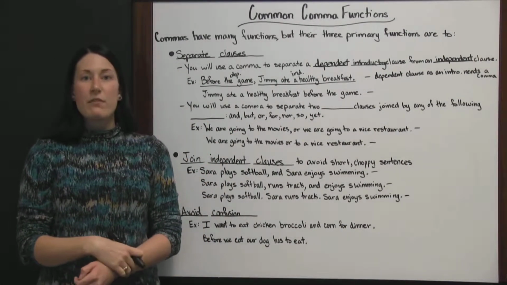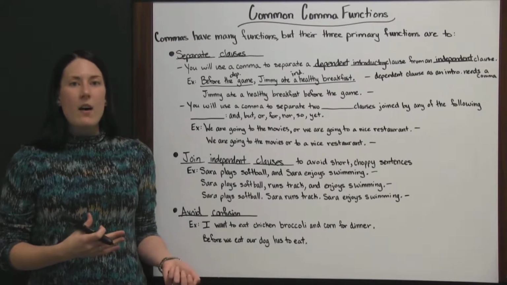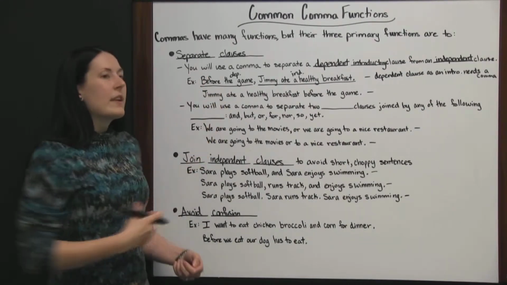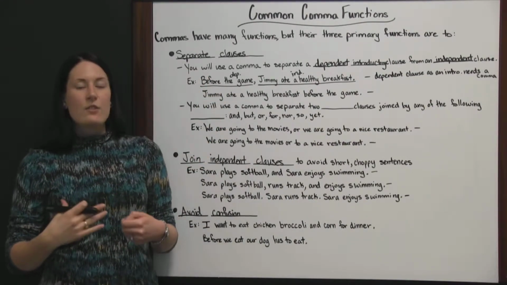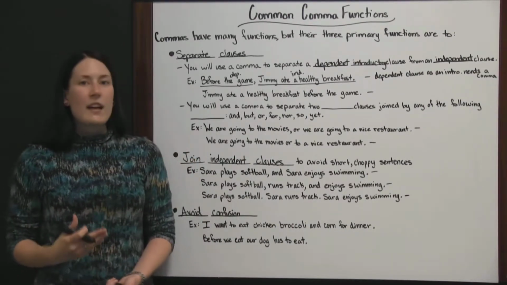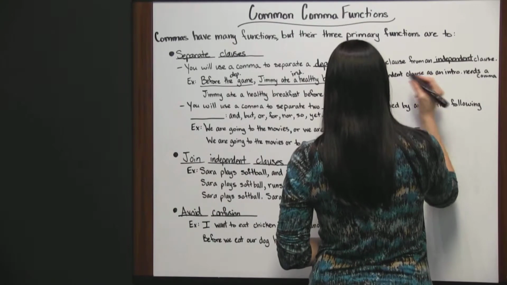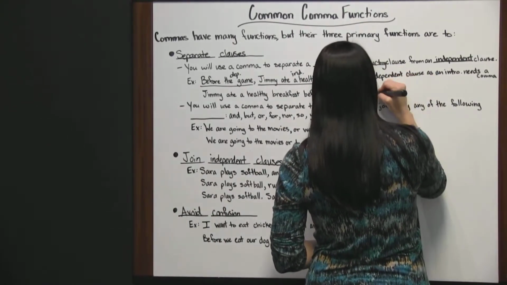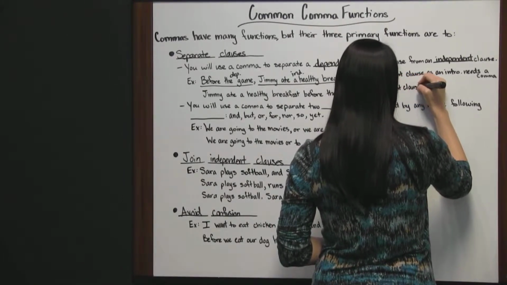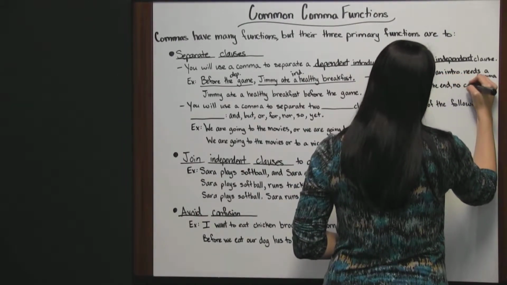Now, let's look at if we switch the order of the sentence up. Jimmy ate a healthy breakfast before the game. When we put before the game at the end of the sentence, we don't need to have that comma anymore. We only needed the comma when we wanted to pause to let people know that before the game was separate and to realize the action was happening after that. So Jimmy ate a healthy breakfast before the game. Here, we didn't actually have to put a comma because the independent clause came first. So we had our dependent clause at the end, no comma needed.